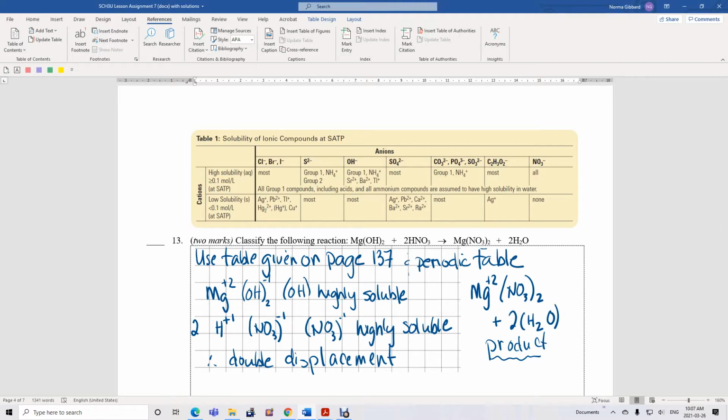Take a look at the second compound. H is +1, so there's 2 of them. NO3 is -1, again there's 2 of them. And if you look on the solubility table, NO3 -1 is highly soluble. This means that the Mg is going to join NO3, and that will leave the H2O. So this is called a double displacement.